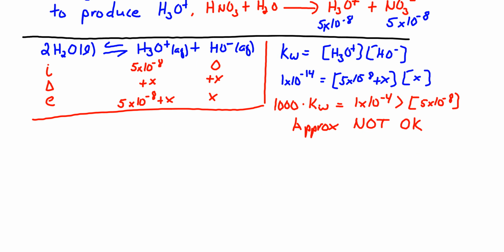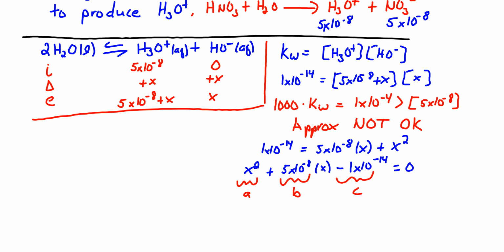Alright, so we find that our approximation is not okay, so we're going to have to solve this using the quadratic equation. All we've done here is multiply out this side of the equation. So we have 5 times 10 to the minus 8 times x plus x squared. Now we put this into the form of ax squared plus bx plus c equals 0. Alright, so we have our values of a, b, and c. We can solve to find our two roots that solve the quadratic equation.